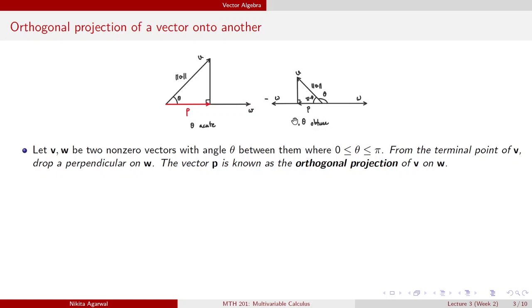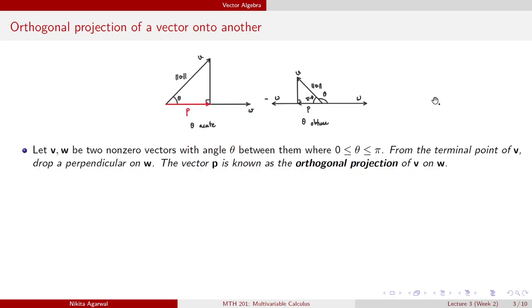Now, when theta is acute, this is the picture. When theta is obtuse, what happens is when you drop a perpendicular, it actually hits this vector in the negative direction, right? So what is the negative direction for the vector W? It's minus W, right? And what is the projection vector? It's this vector that you see on the negative W direction, from this point to here where the perpendicular meets this line or vector.